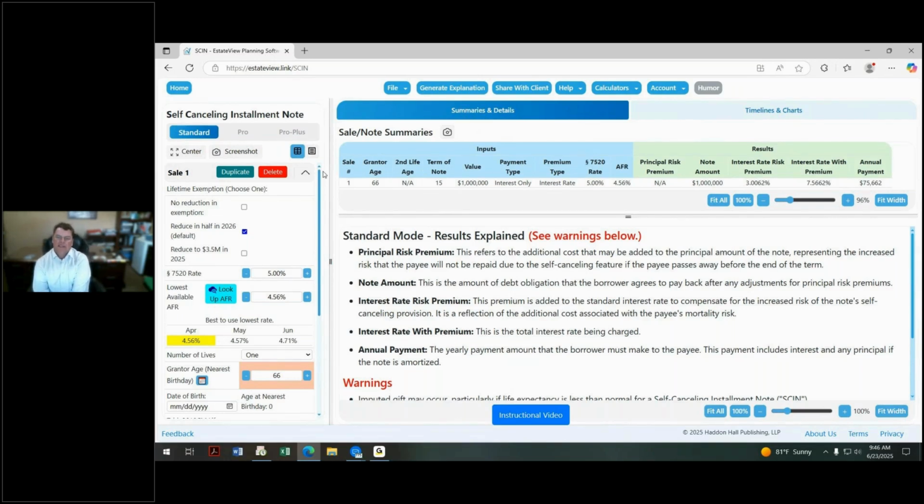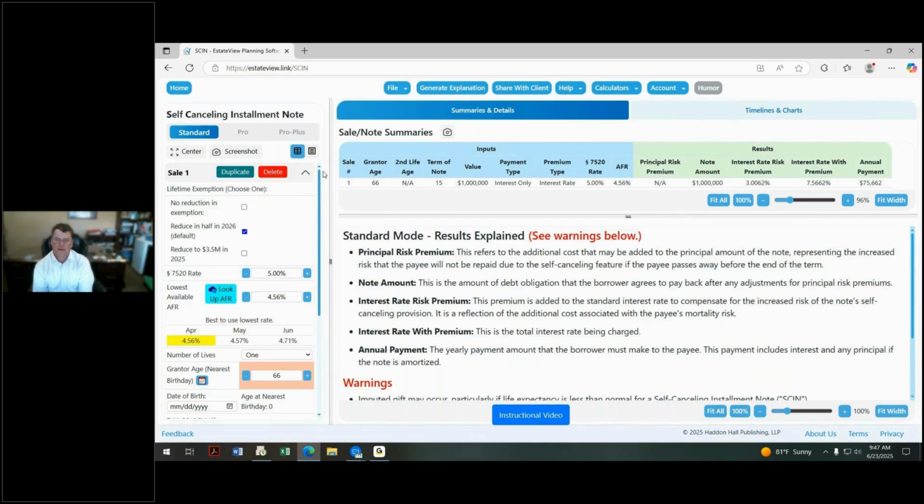With a self-canceling installment note, one thing that is different from a regular promissory note is that if the seller dies during the period that the promissory note is outstanding, then the obligation of the purchaser to make any additional payments, whether it's interest or principal, ceases to exist. It cancels on the death of the seller. To take into account the fact that the seller might not get repaid, the IRS requires that when we calculate the interest rate or the principal that is going to be part of the sale, we calculate that with a premium. The premium takes into account, again, the fact that we might not get repaid.